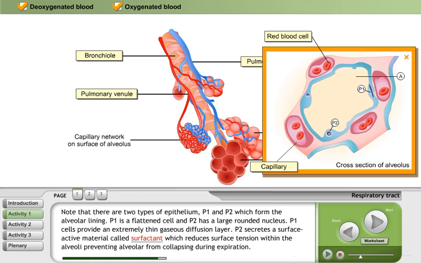P1 is a flattened cell, and P2 has a large rounded nucleus. P1 cells provide an extremely thin gaseous diffusion layer. P2 secretes a surface active material called surfactant, which reduces surface tension within the alveoli, preventing alveoli from collapsing during expiration.